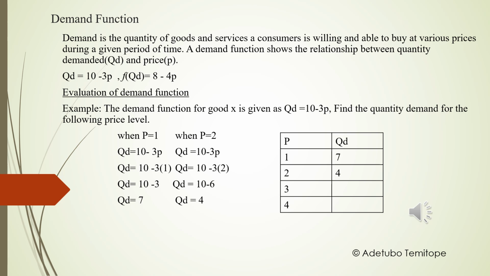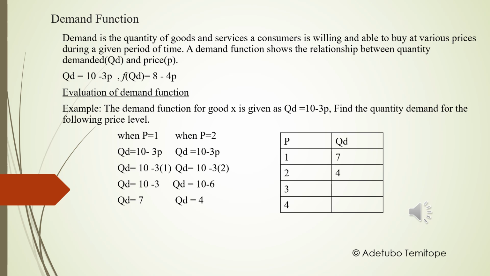So how do we do that? When P equals 1, what you just have to do is substitute the value of P as 1 in that demand function. So we have QD equals 10 minus 3P, and we substitute 1 as P. So we have QD equals 10 minus 3(1). When you evaluate that, we get QD equals 7. You can also see that in my table, we have it here as 7.